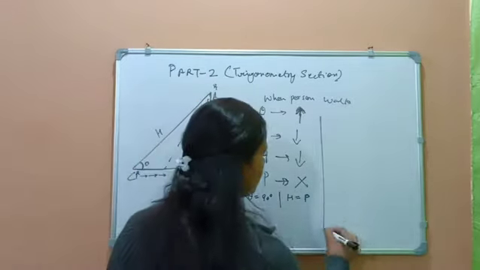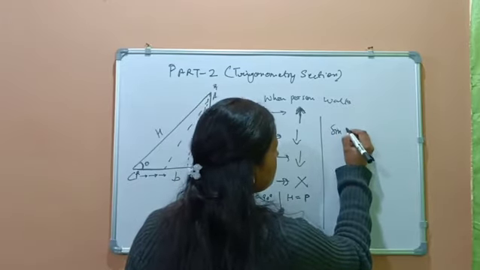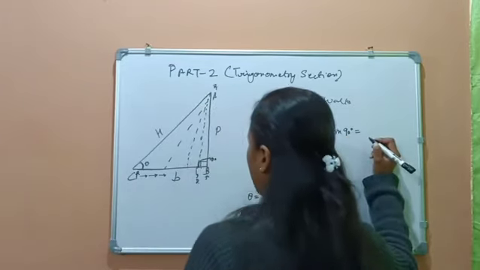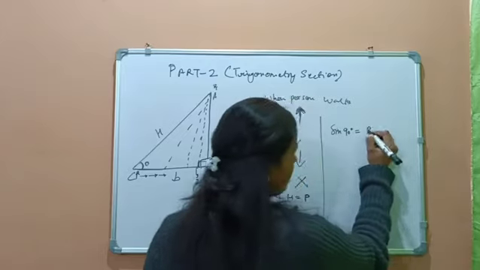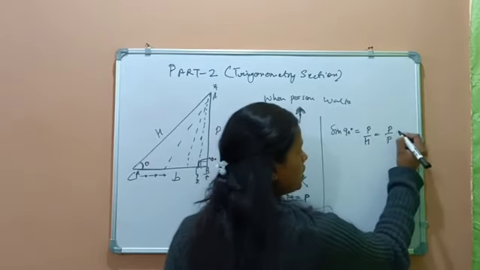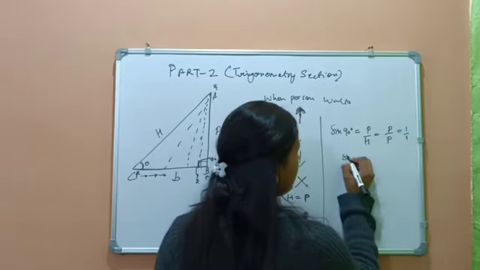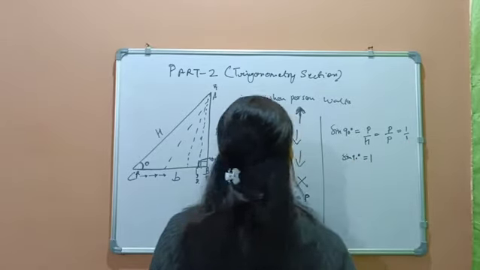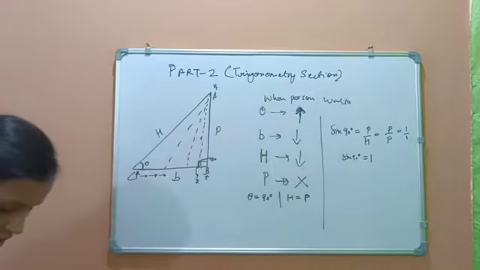Okay, so what did I get here? Sine 90 degree is equal to perpendicular upon hypotenuse, and the hypotenuse has become perpendicular. So what I'll get? 1 by 1. So sine 90 is equal to 1. I hope this is clear to all of you.